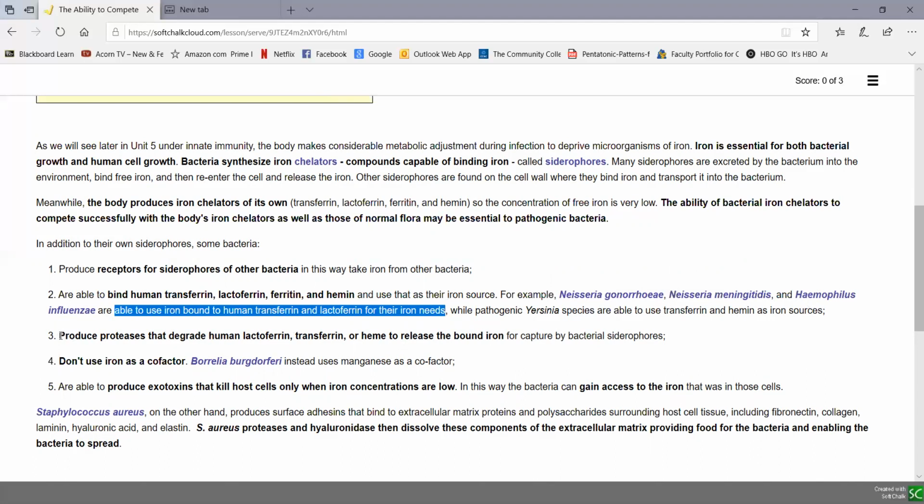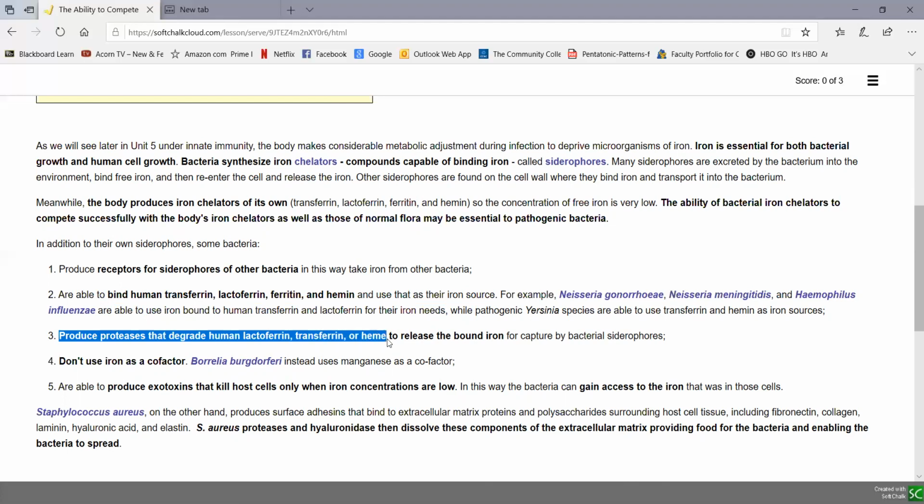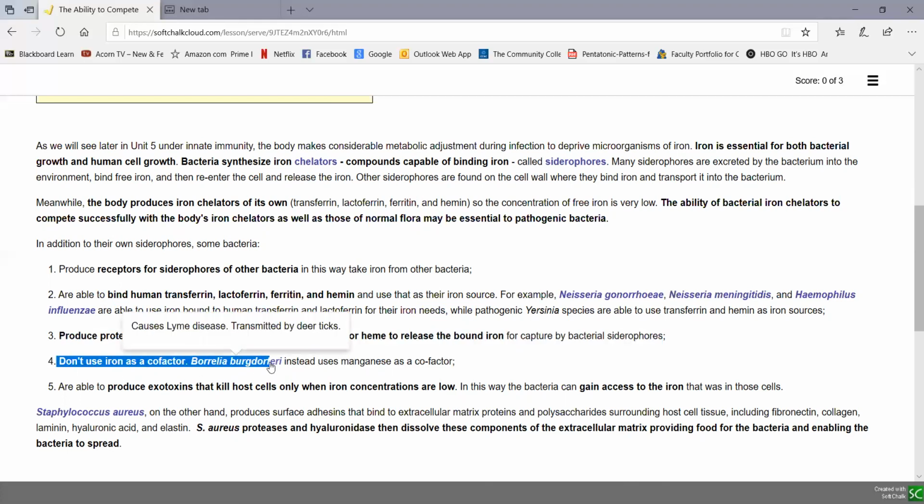Some bacteria produce proteases that degrade human iron chelators, which are proteins. So they can use proteases to degrade lactoferrin, transferrin, and heme. And when these protein chelators are broken down, the iron that they had bound is released, and that can then be captured by bacterial siderophores. And a few bacteria don't even use iron as a cofactor. Borrelia burgdorferi that causes Lyme disease uses manganese as a cofactor rather than iron.